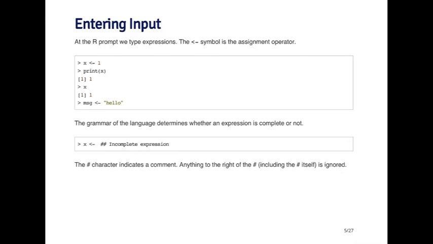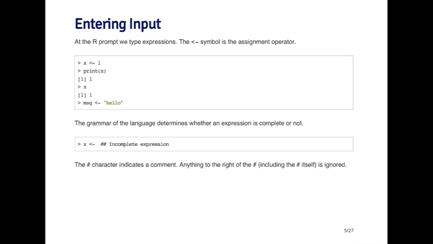The grammar of the language determines whether an expression is syntactically correct or not, or whether it's complete. For example, if I just type x followed by the assignment operator and I don't type anything else, that's not a complete expression. So when I hit enter, nothing will happen because it's waiting for the expression to be completed.